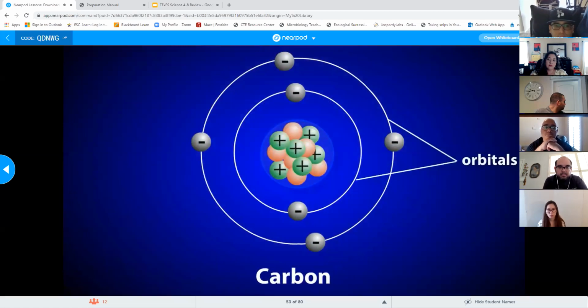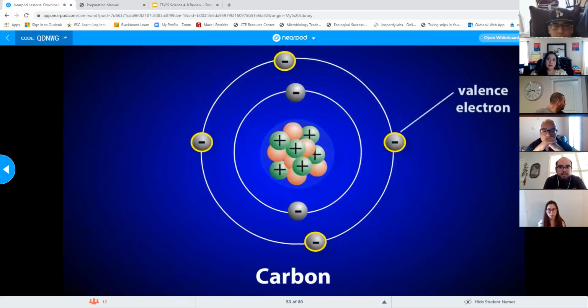Orbitals are often used to illustrate the number of electrons at different energy states surrounding the nucleus. This is important because only the electrons at the highest energy states, or outermost orbital, participate in chemical reactions. These are called valence electrons, and they are involved in the formation of chemical bonds between atoms.